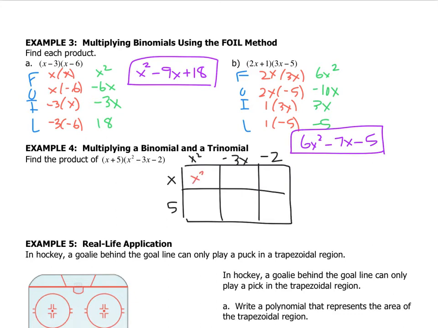This is x to the third. Then I get negative 3x squared, negative 2x. This is 5x squared, negative 15x, negative 10. When you go to combine like terms, typically they're on the diagonals. So you see these will combine, and these will combine. So my final answer is x to the third plus 2x squared minus 13x minus 10.